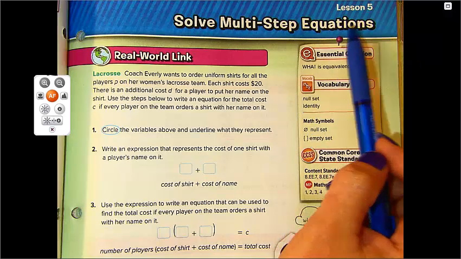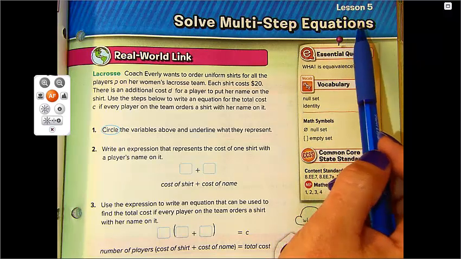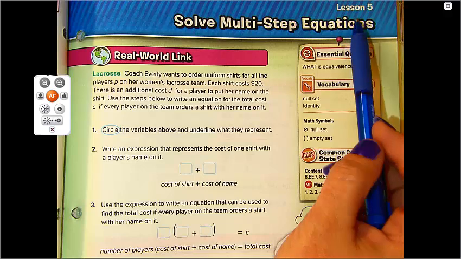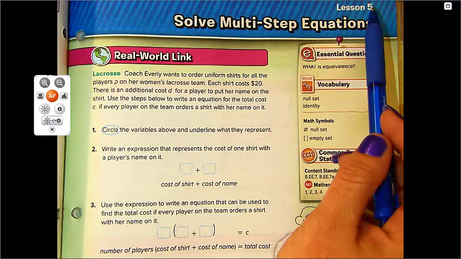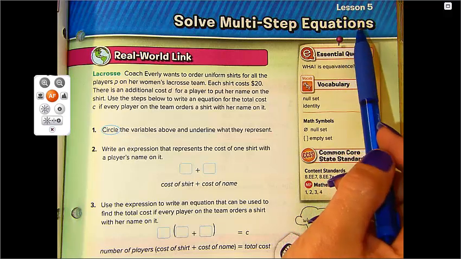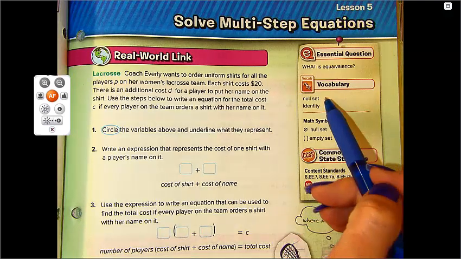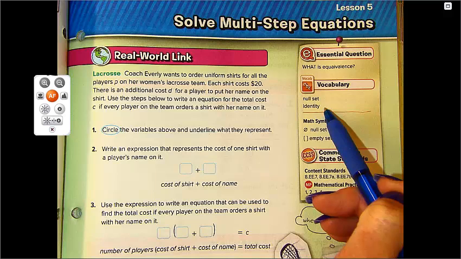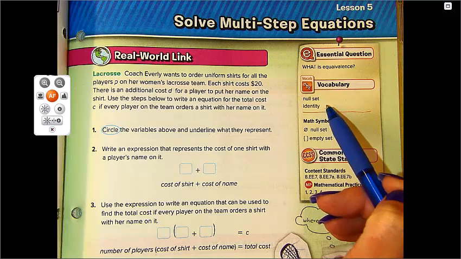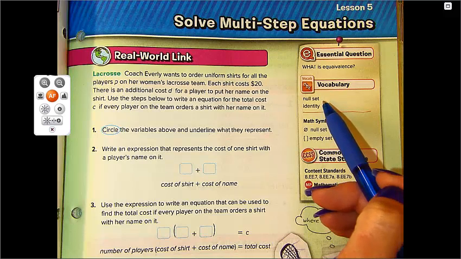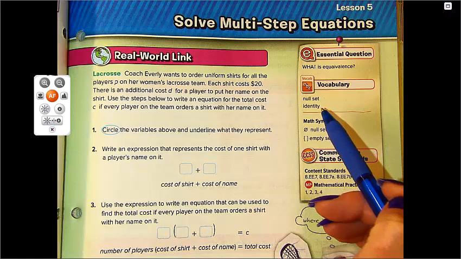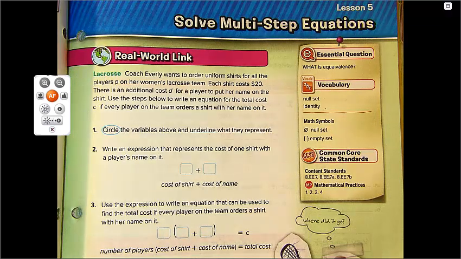Okay? This is lesson 5. This is the last lesson in chapter 2. So be ready to do a test over this chapter within the next couple of days. Also, don't forget that you should be doing your vocabulary for chapter 2 to get ready, because you will have vocabulary on the chapter 2 test. So our vocabulary for this particular unit is null set and identity. Okay. So let's start talking about this.